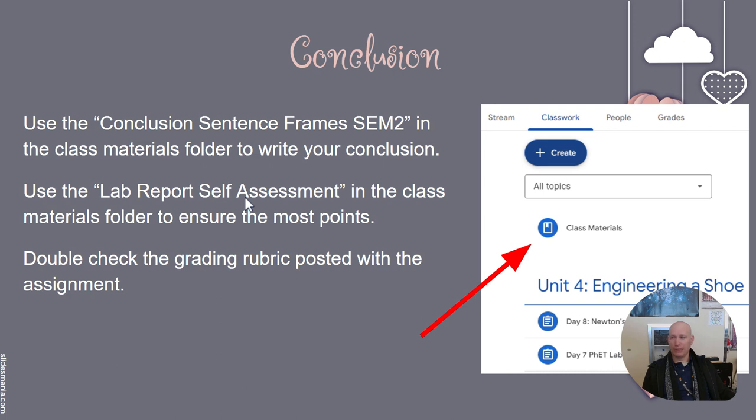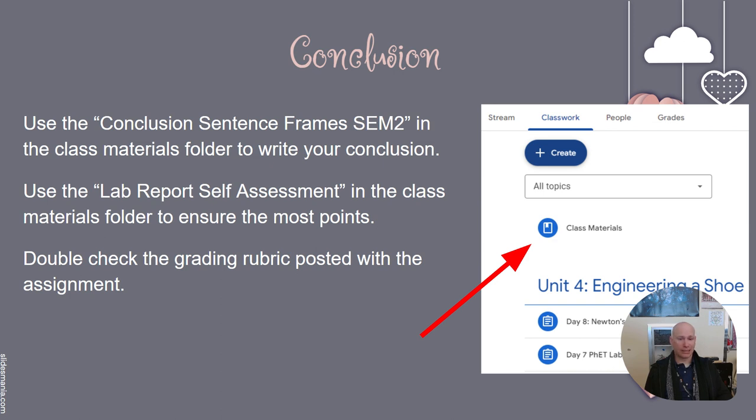When you are ready to write the conclusion, again, it's going to be a little bit weird because we did sort of two labs at once. So you should have a claim for question A and evidence to back it up. And you should have a claim for question B and evidence to back that up. Again, I strongly recommend that you guys go into the classwork tab and class materials of Google Classroom. And there's two things in here that are going to be really, really helpful. One is the conclusion sentence frames, semester 2, and that'll give you guys some ideas on sentence frames and how to word things.